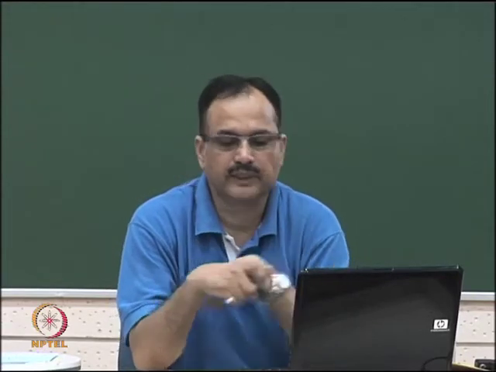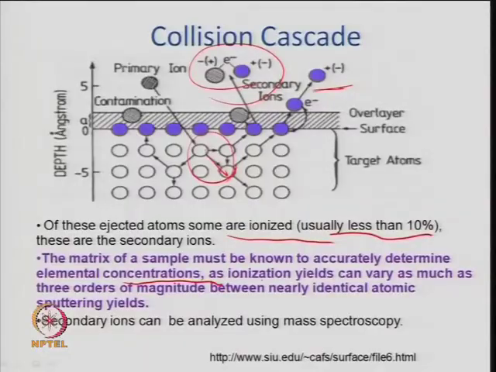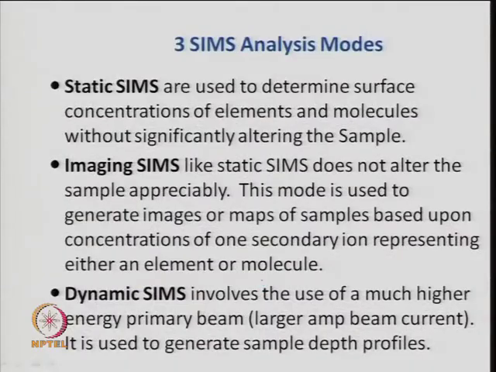You have to just ensure and be very careful when you identify. Same thing in GCMS also, and same thing here also, right. So, secondary ions can be analyzed by using mass spectroscopy. There can be different types of SIMS: static SIMS, imaging SIMS or dynamic SIMS.